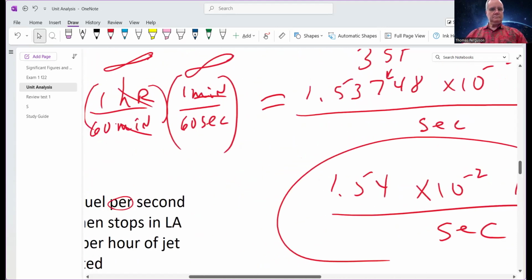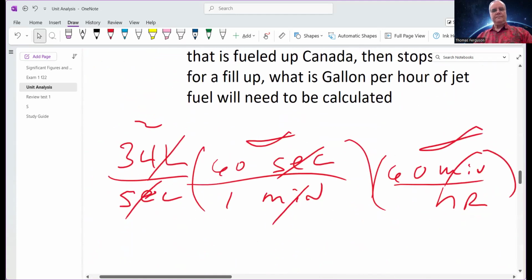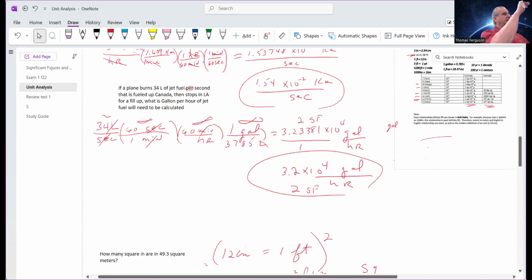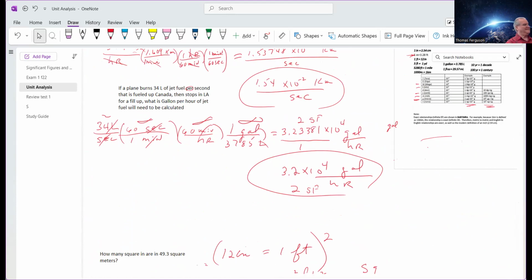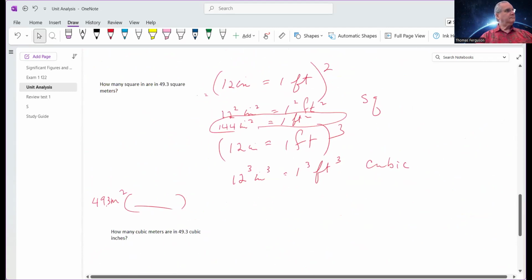Could you also do meters to feet to inches? Yeah. As long as everything cancels and you end up with what you need, it's fine. Not all the time, but frequently there are multiple ways to do the problem. So let's do it your way then.